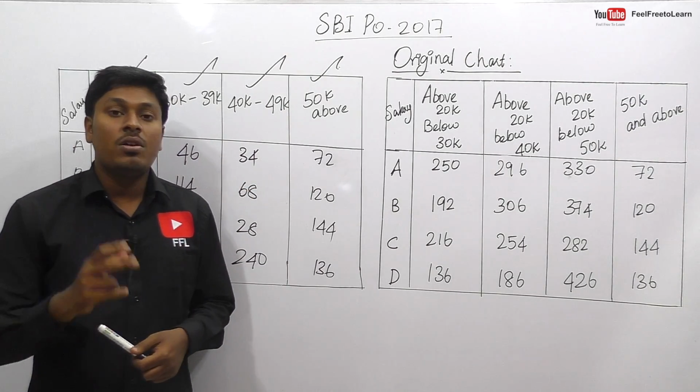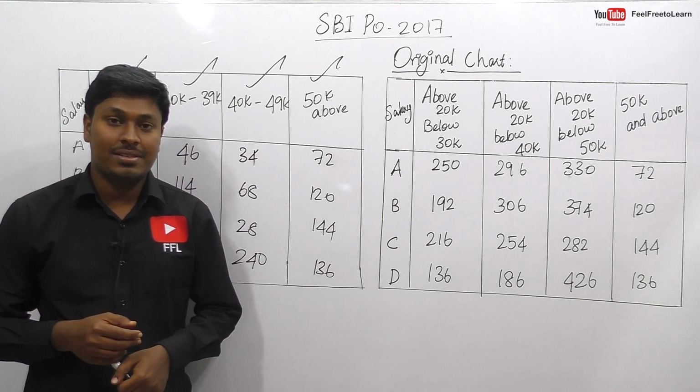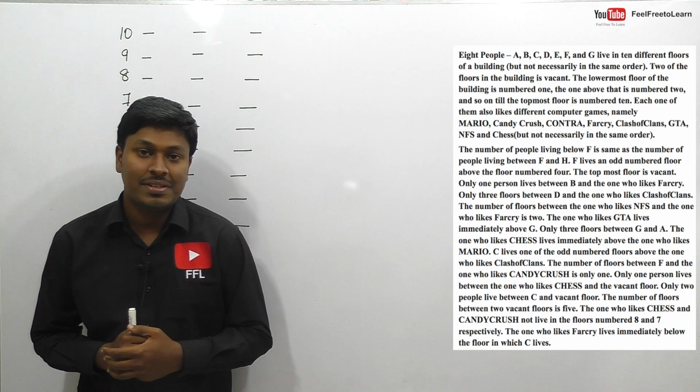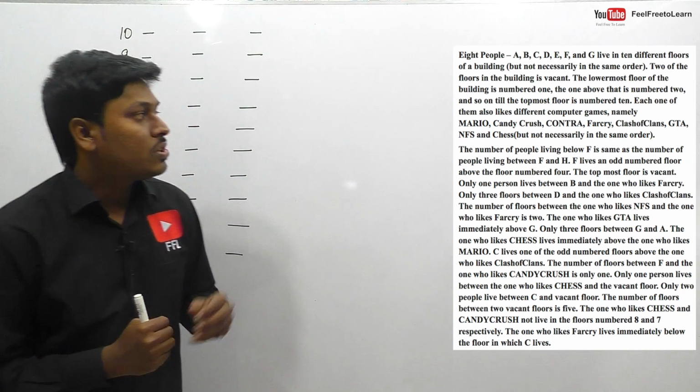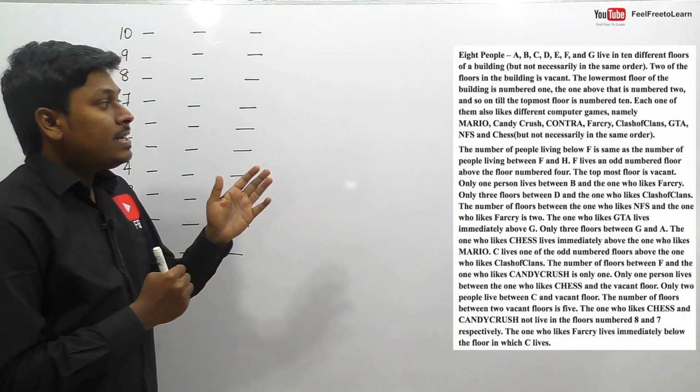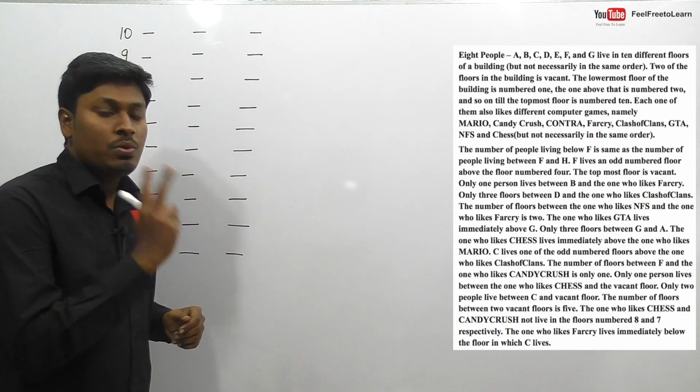So friends, let me move on to those interesting arrangement questions. Let me move on to the interesting and most difficult arrangement question. So friends, here there are totally 8 persons starting from A till H. So they live on 10 different floors and there are 2 floors vacant.